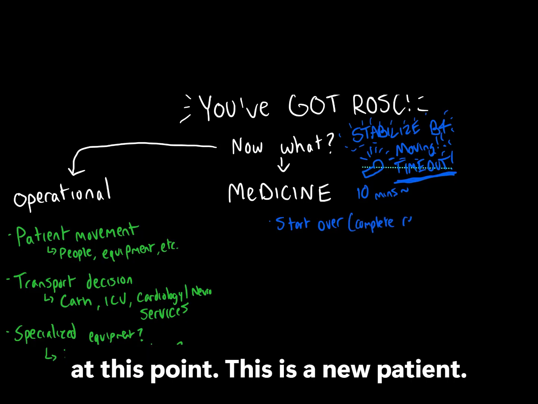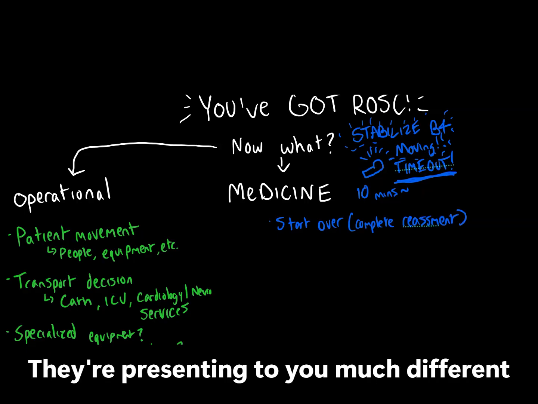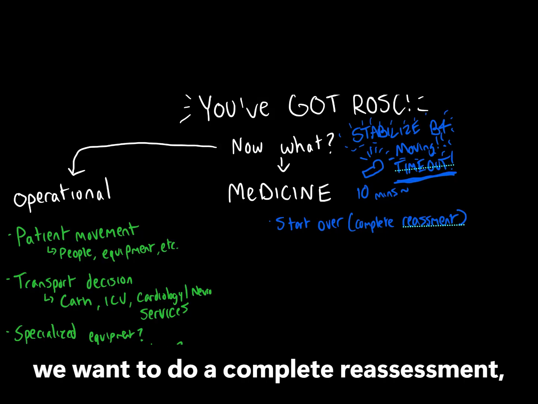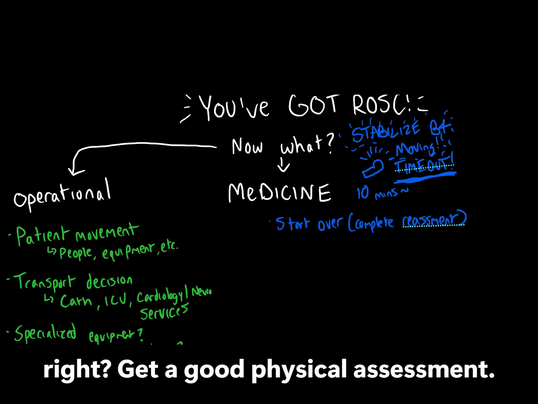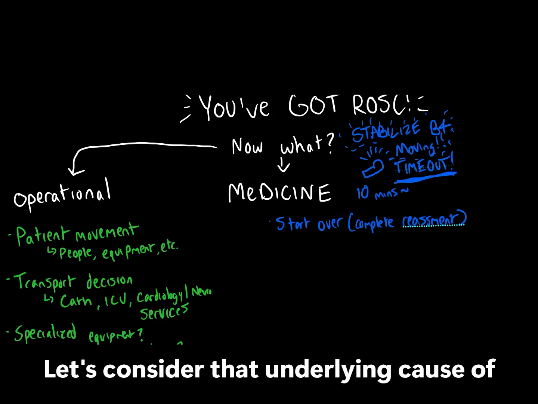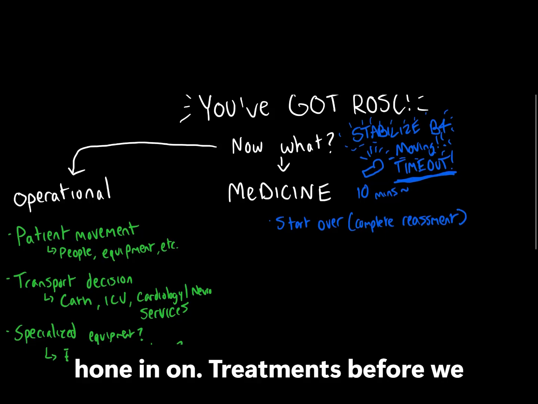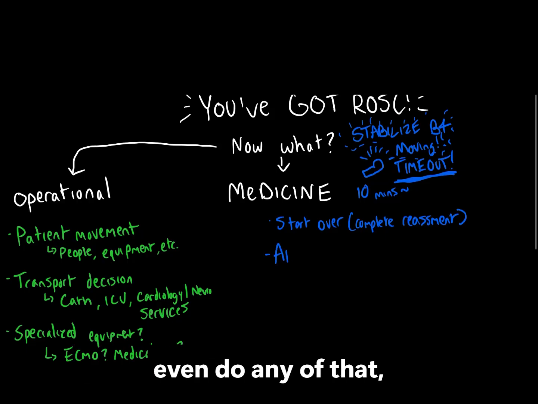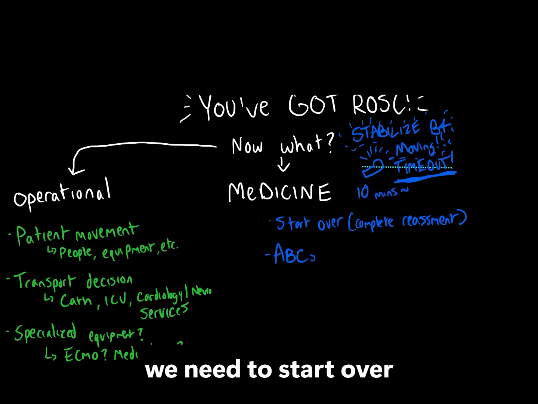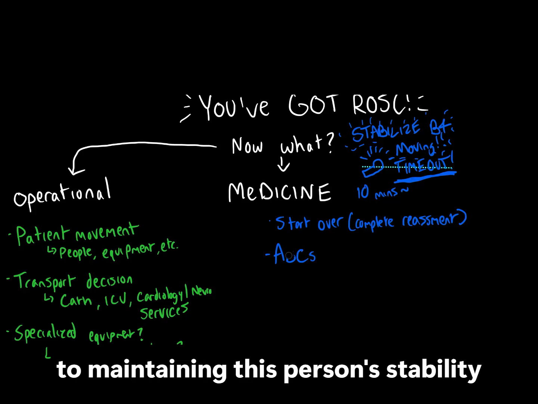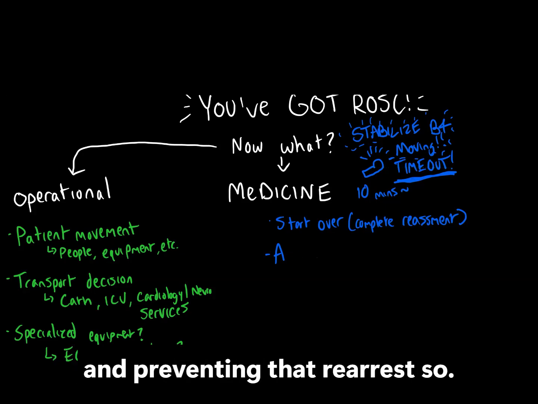At this point, this is a new patient. They're presenting to you much different than how they were presenting earlier. So we want to do a complete reassessment, right? Get a good physical assessment. Let's consider that underlying cause of what caused this cardiac arrest. Let's hone in on those treatments. Before we even do any of that, we need to start over, right? ABCs. ABCs is crucial to maintaining this person's stability and preventing that rearrest.